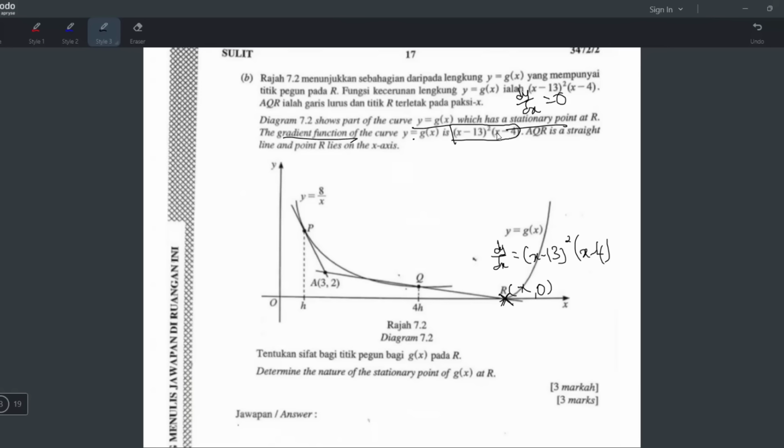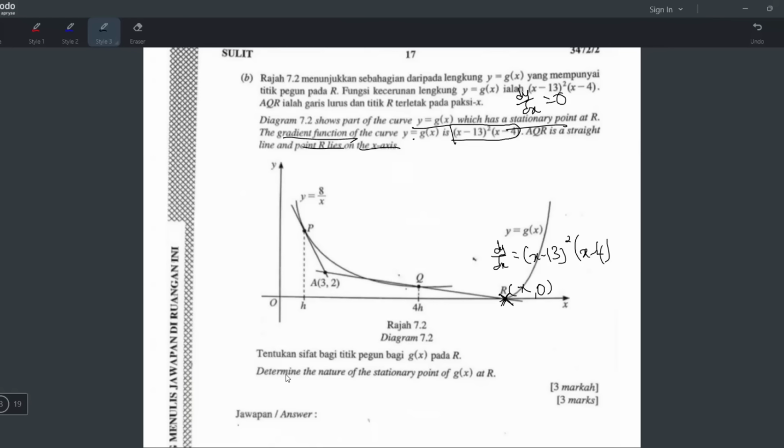Okay, then they say AQR is a straight line. Okay, this one is a straight line. I can see it. And then point R lies on the x-axis. This one also I know already. So later if I want to find this point, it's very easy. Just take this whole thing equals 0. I told you, right? This is the stationary point, turning point. So to find the turning point, you just do dy/dx equals 0.